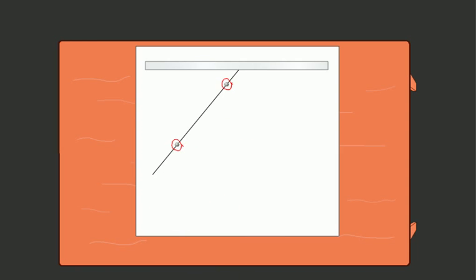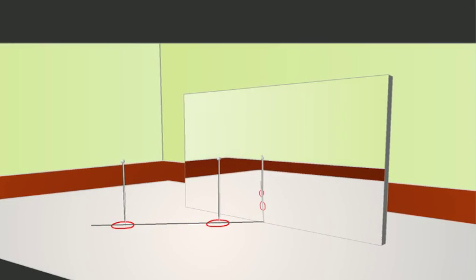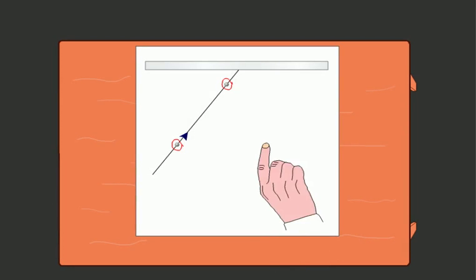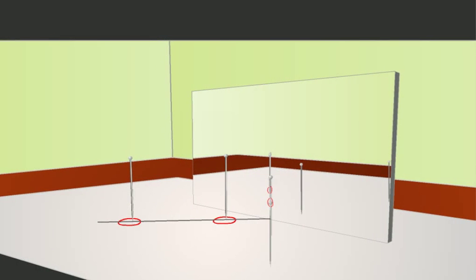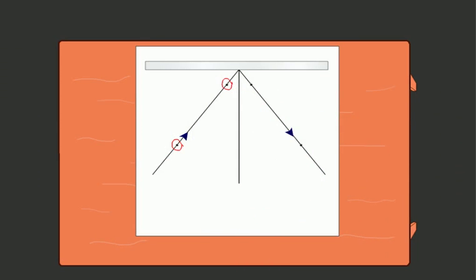Now observe from the other side so that the images of these pins are on a straight line. Students, fix 2 more pins in this path and you will notice that all the pins are as if in a straight line. Now join these lines to the mirror and draw a line perpendicular at this point.